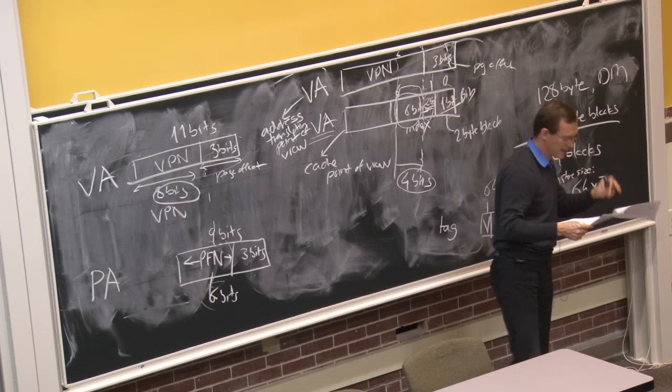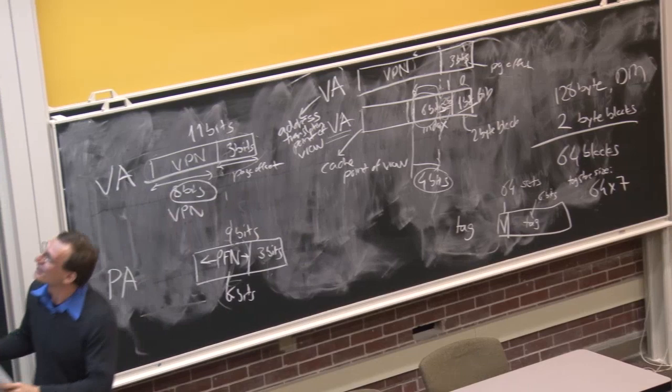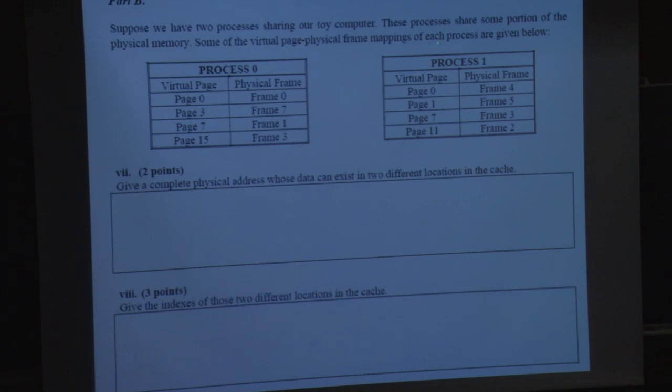OK, let's move on to the next part, the more fun part. Everything OK so far? This is fun, right? OK, next one. Suppose we have two processes sharing our toy computer. These processes share some portion of the physical memory. Some of the virtual page to physical frame mappings of each process are given below. And you can read that.